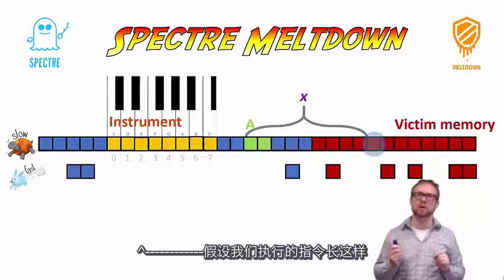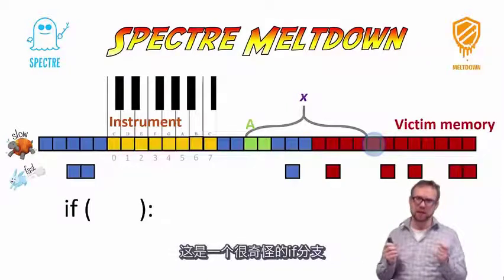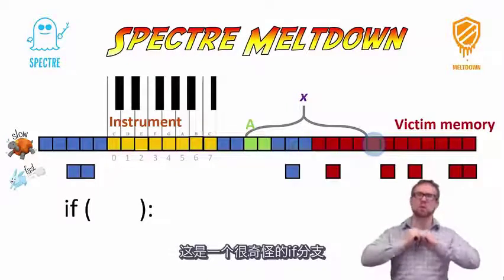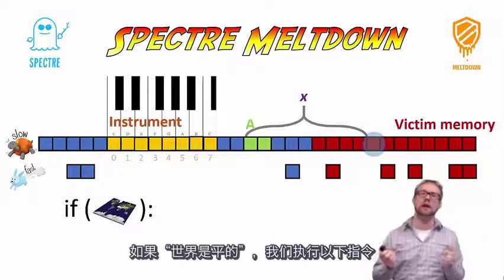Suppose the code that you're executing is the following. It's a branch. It's an if sentence that just asks for something absurd. The world is flat. If the world is flat, we're going to do the following instruction.